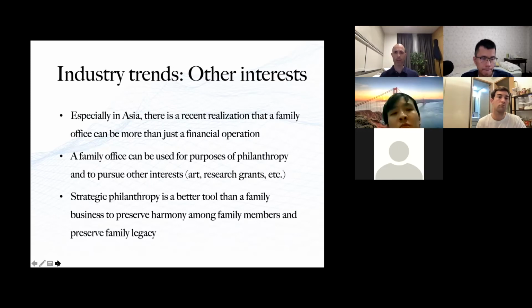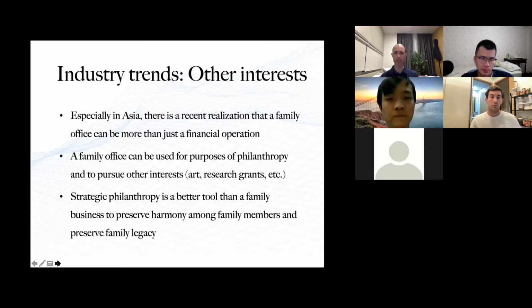Then there are other interests. There's been a realization that you can take some of your portfolio and allocate it to other things other than investing and still receive that return on investment, if we call it that. So that includes philanthropic interests, as well as investing in art, committing money to research grants or endowments at universities, things like that. Those are also increasingly popular to do.